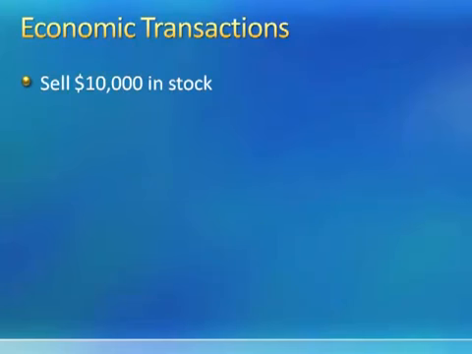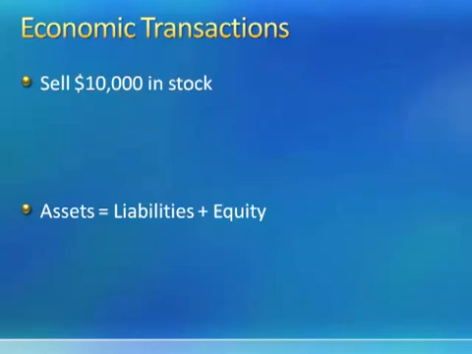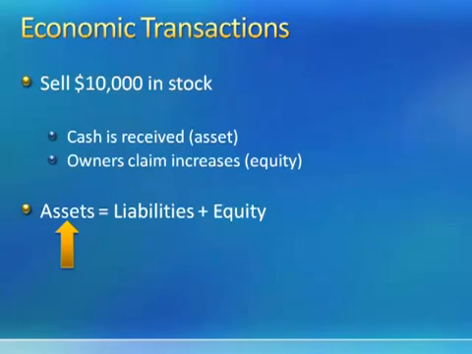Our next transaction is to sell $10,000 in stock. Cash is being received because we're selling stock, so assets are going up. The owner's claim increases. When we sell shares of stock, that means the owners have an increased claim on the business, so equity is increasing.